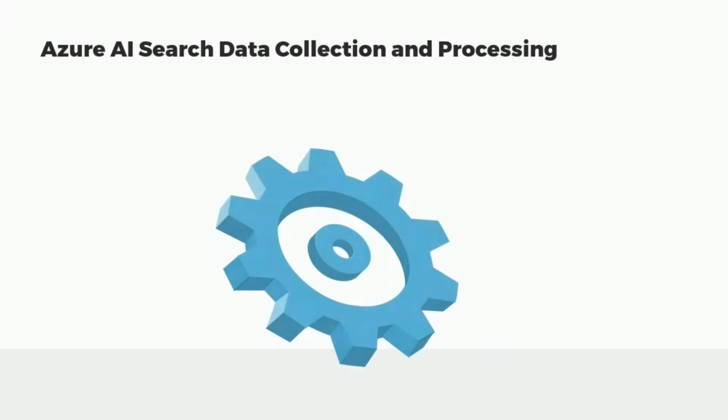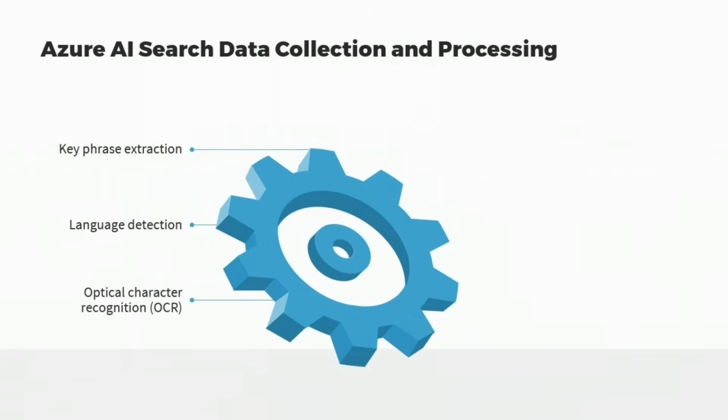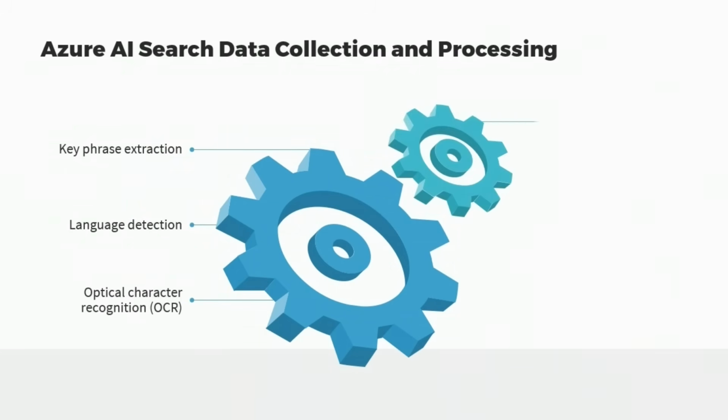Azure AI Search is significant for its AI-powered capabilities like key phrase extraction, language detection, optical character recognition or OCR, image analysis, and translation. Its main role is enhancing search experiences and building AI applications that rely on the search experience.